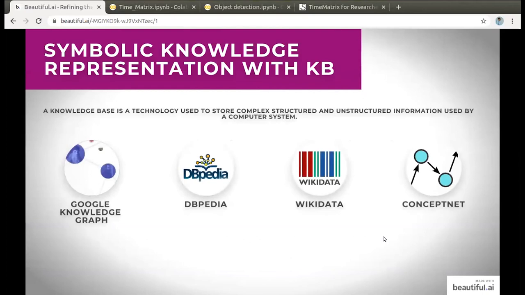So first of all, we have to understand what a knowledge graph or knowledge base is. It's a technology used to store complex structured and unstructured information. There are a lot of different types of knowledge graphs, which we checked before the start of the project and during the project: Google Knowledge Graph, DBpedia, Wikidata, ConceptNet, et cetera. All of them have different advantages and disadvantages, and it's really important for us because we have to understand what kind of information we would like to extract.